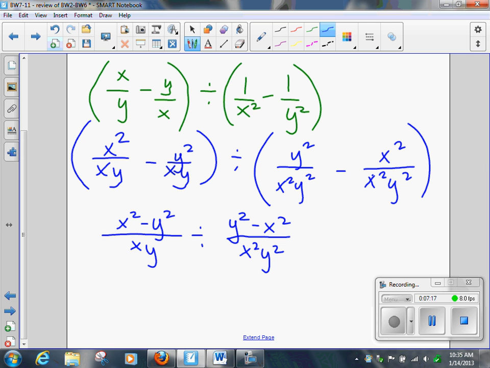Okay? Now, does anybody see anything going on here that kind of looks similar? They look, yeah, something's going on. Zach, what do you see?